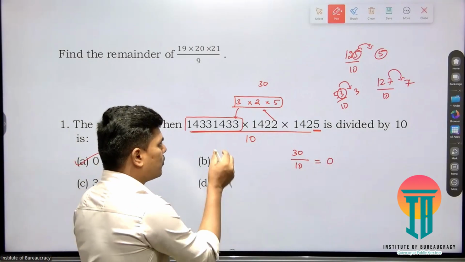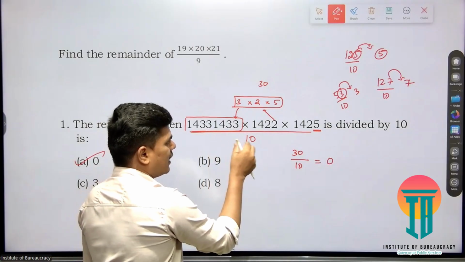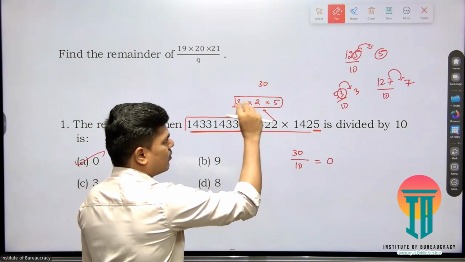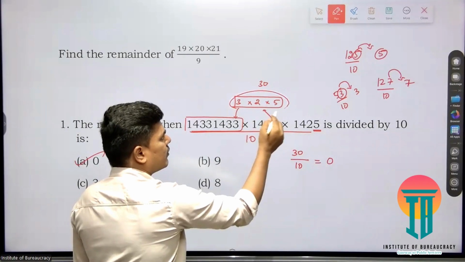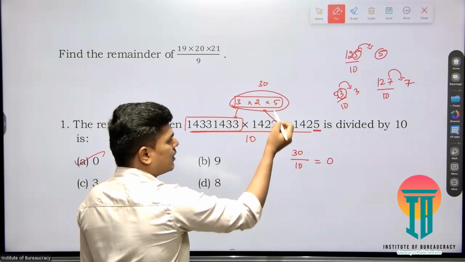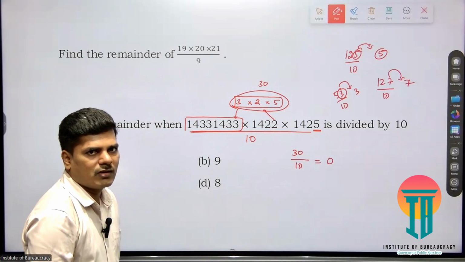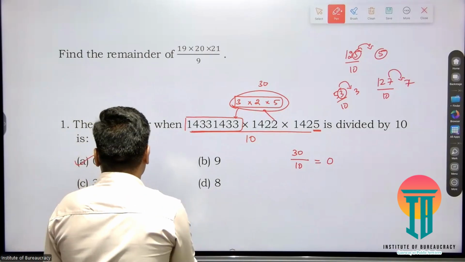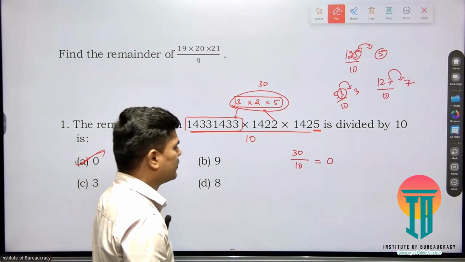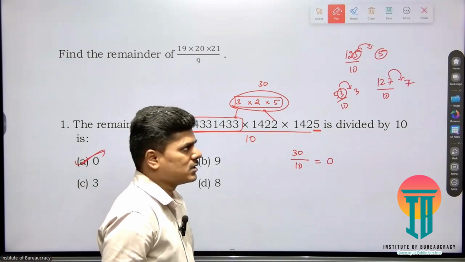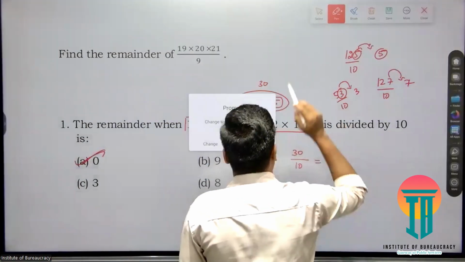So that's how. If you divide each number by 10, what is the remainder? You write the remainder down, then multiply those numbers. So it is going to be 30. 30 when you divide by 10, the remainder is going to be 0. So 0 is the answer for this question. For this question, you got the answer easily. Now, let's go to the next question.